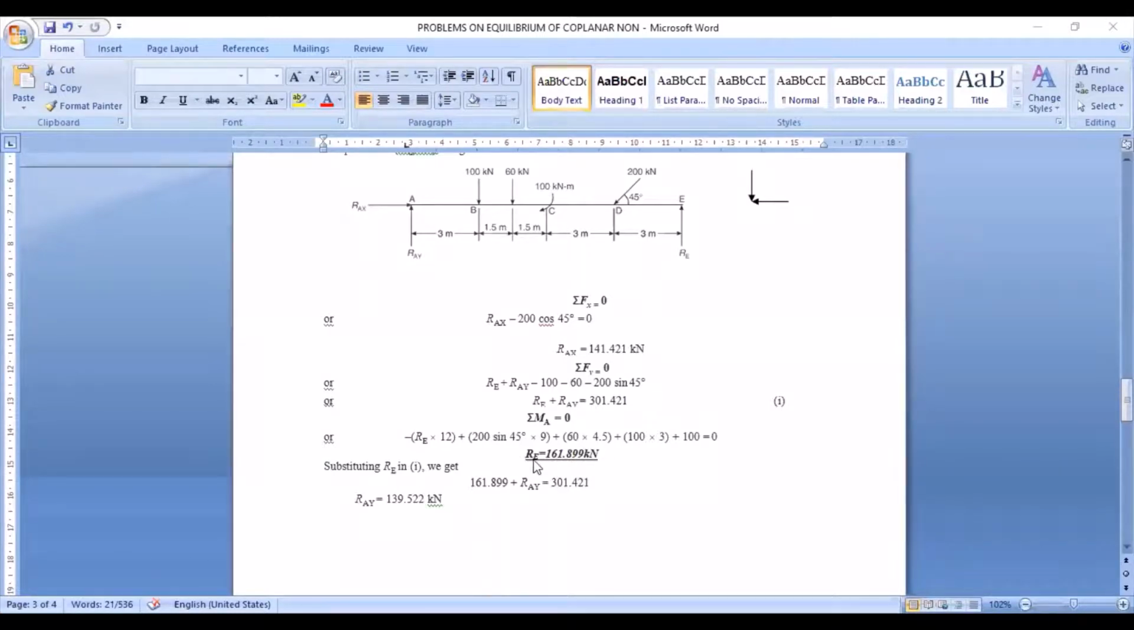Now, if you substitute this value of RE in equation 1, you will be able to calculate RAY. So substituting RE in equation number 1, you may calculate the reaction RAY as 139.522 kilonewton. So we have calculated all the 3 unknowns, that is RAX, RE and RAY.